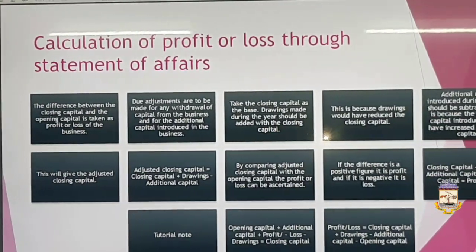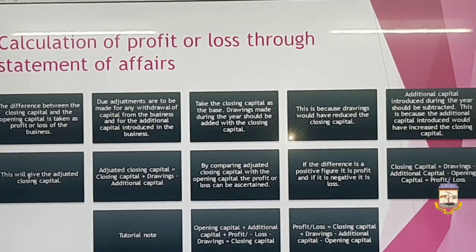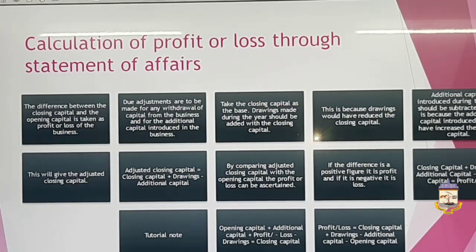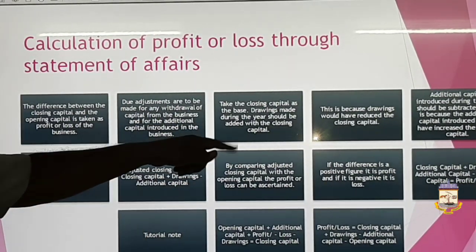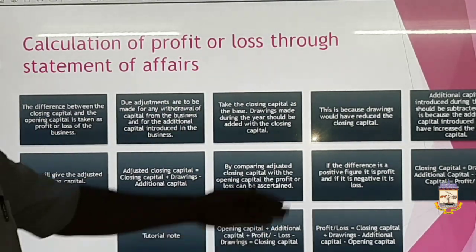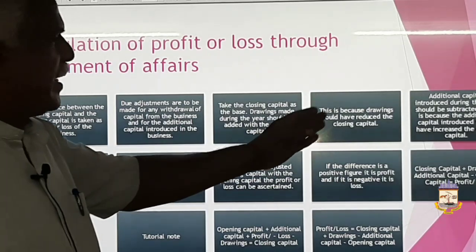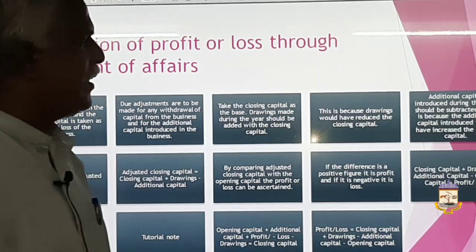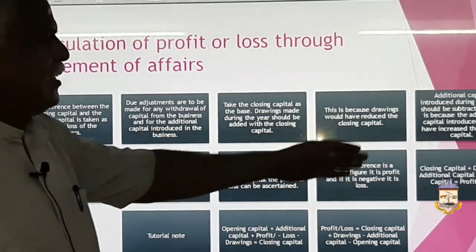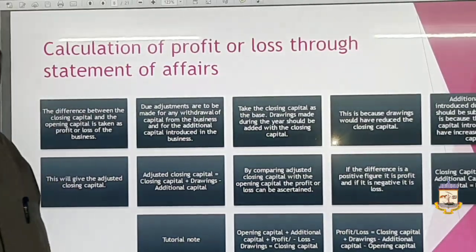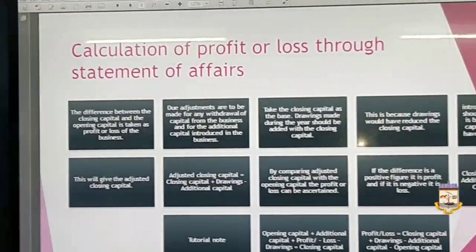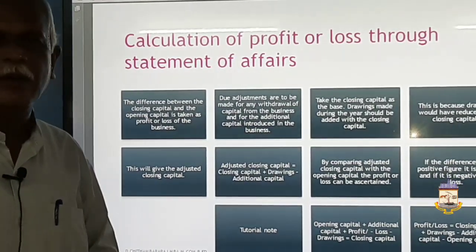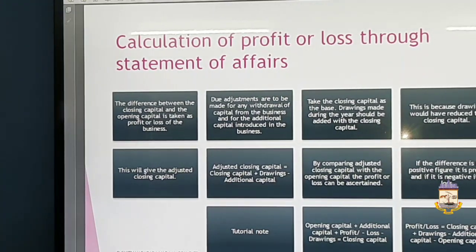Due adjustments are made for the withdrawal of capital from the business, that is drawing made by the partner, sorry, owner. Taking the closing capital as a base, drawing of the year should be added, because drawing would reduce the closing capital. Additional capital introduced during the year should be subtracted, because additional capital introduced would have increased the closing capital. This will give the adjusted closing capital. That is, the adjusted closing capital is compared with the opening capital to arrive at the profit or loss.